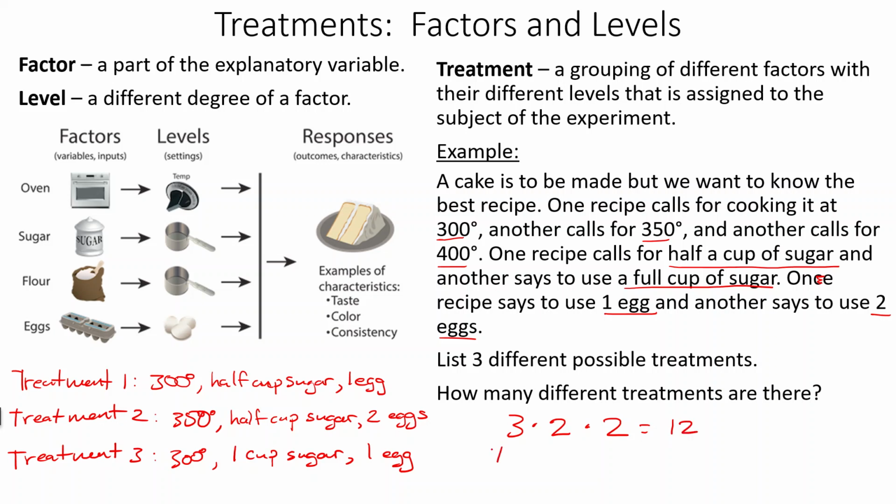So this was 3 temps. So the factor was temperature, 3 levels. This was sugar. We had half cup or a full cup. We had the 300, 350, and 400. And then this last one was eggs. The factor here was eggs. The levels were 1 and 2. So if we just multiply those together, we get 12 total possible treatments.